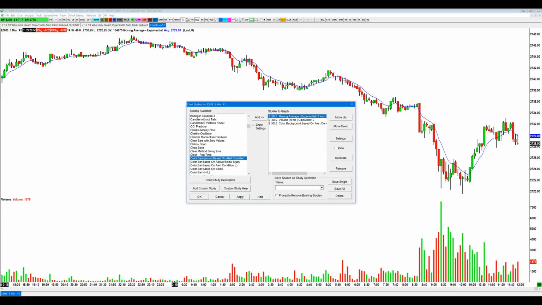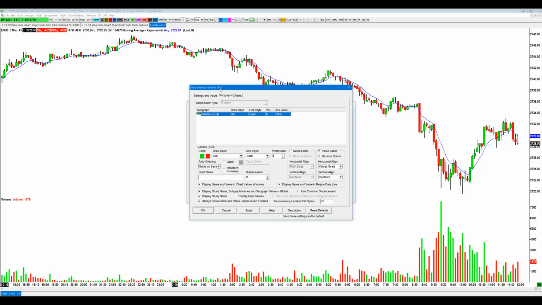So you can either make the note in Notepad. Sometimes I do that. You could write it down on a piece of paper, but you're going to want to be able to keep track of the ID numbers and the subgraph numbers. For volume is study ID number 2. Thankfully, it too only has one subgraph, so volume is going to be ID2.SG1.